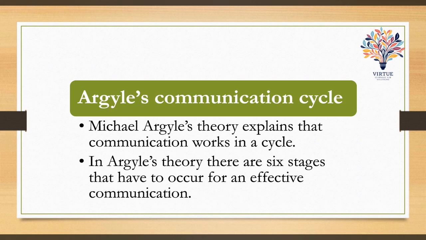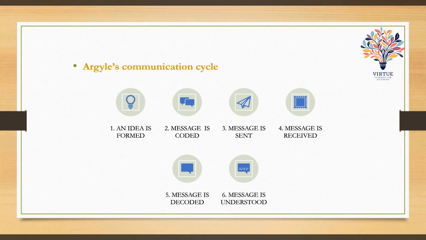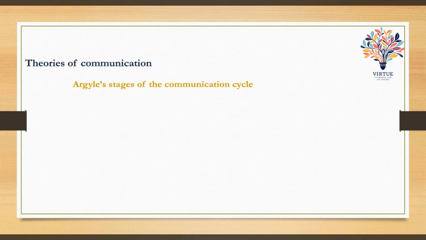First, we're going to look at Michael Argyle's theory, which explains that communication works in a cycle. In Argyle's theory, there are 6 stages that have to occur for effective communication. The first is the idea is formed. Secondly, the message is coded. Third, the message is sent. The message is received. The message is then decoded. And then finally, the message is understood.